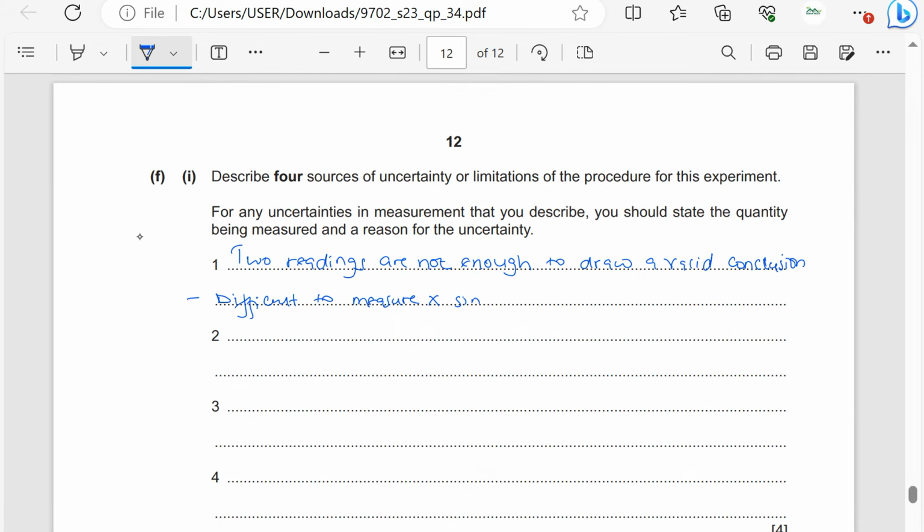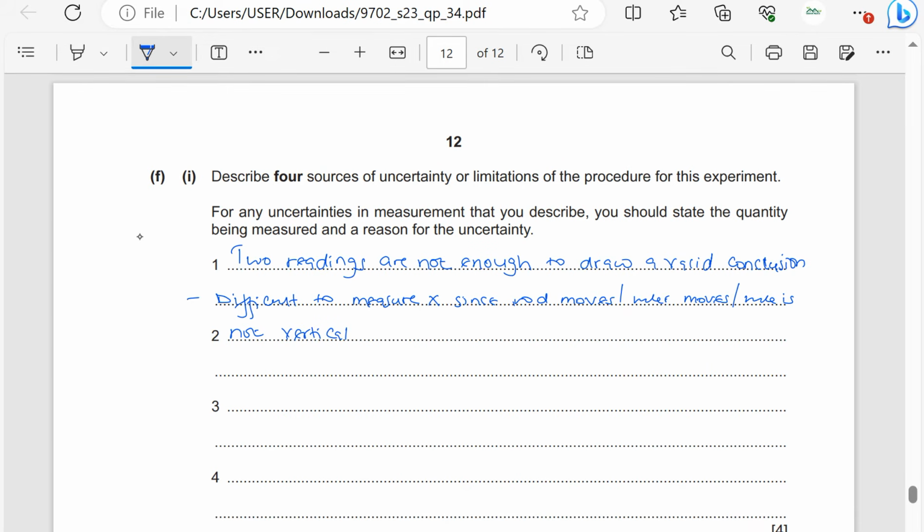Since the rod moves, when you bring the ruler closer, you may knock the rod and it moves, or you can say the ruler moves because your hand shakes. The ruler moves. You could say the ruler is not vertical. It is hard to ensure that the ruler is vertical when you're measuring a vertical distance by placing the ruler on the bench. So you can say the ruler is not vertical.